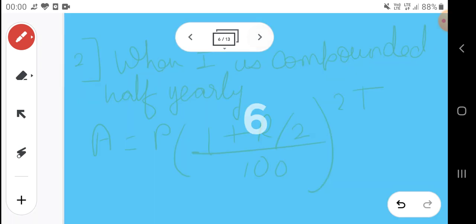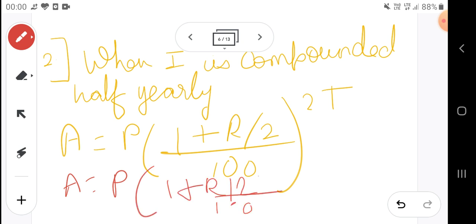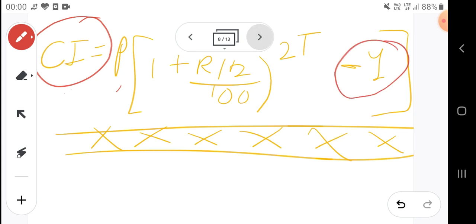That's it. Then when interest is compounded half yearly, amount equals P bracket 1 plus R upon 2 upon 100 raised to 2T. Now in the same way you can derive the formula to find CI specifically: principal bracket 1 plus R upon 2 upon 100 raised to 2T, minus 1. This is the only difference.